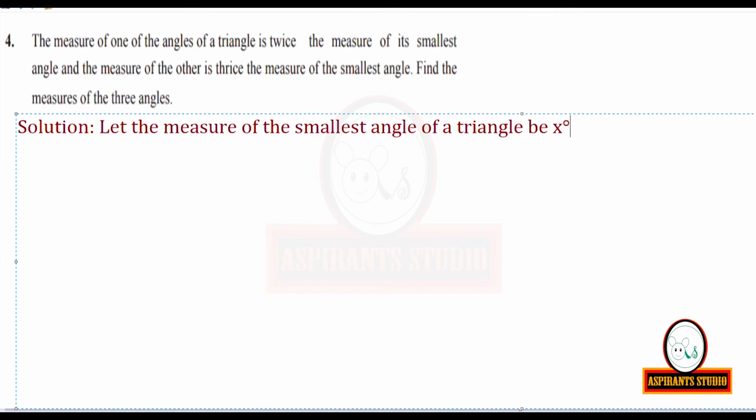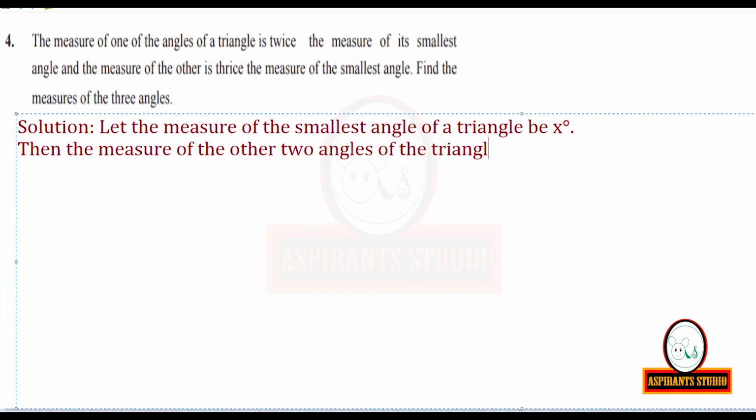Now, look at the condition given in the question. According to the given condition, the measure of the other two angles of the triangle will be 2x degrees and 3x degrees, because it is given the measure of one of the angles of the triangle is twice the measure of the smallest angle, and the measure of the other is thrice the measure of the smallest angle.